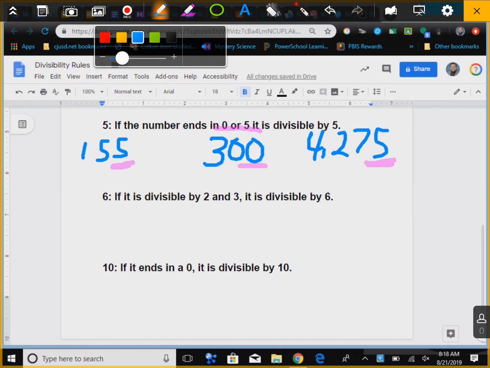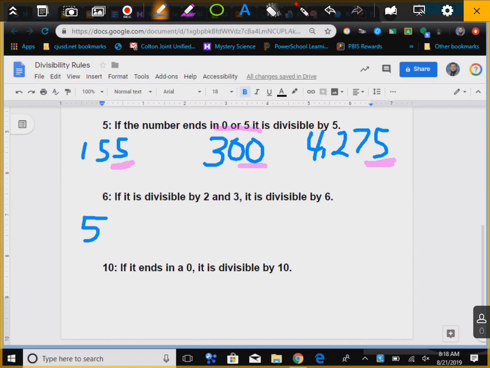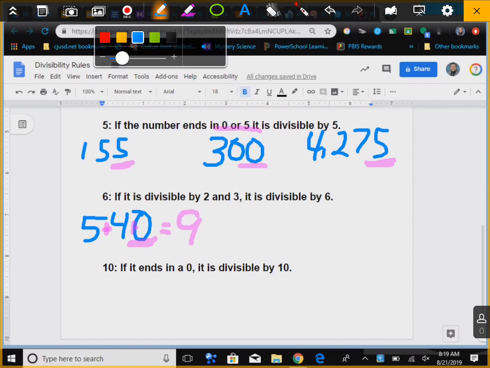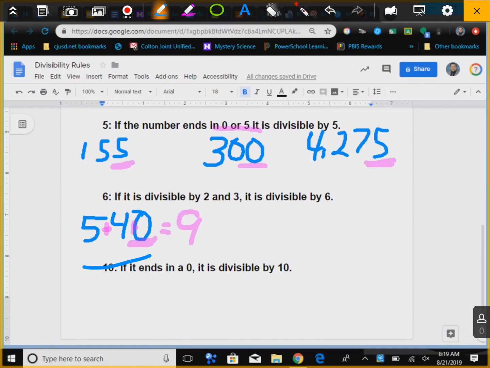Rule number 6: if the number is divisible by 2 and 3, it is divisible by 6. So you really just have to know rules 2 and 3, and then you know rule 6. Let me give you an example: 540. It ends in a 0, so it's divisible by 2. And when I add up all the digits, it turns into 9, so it's also divisible by 3, which means 540 is divisible by 6.